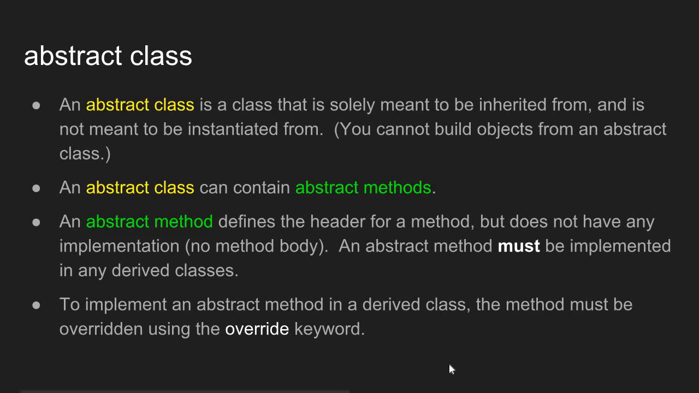Finally, when you derive a class from an abstract class, you have to implement all of the abstract methods that were defined in the abstract class. Basically, if you're using a template to start your class from, you have to implement all the pieces of the template to make your derived class complete. When you implement an abstract method, you use the override keyword.